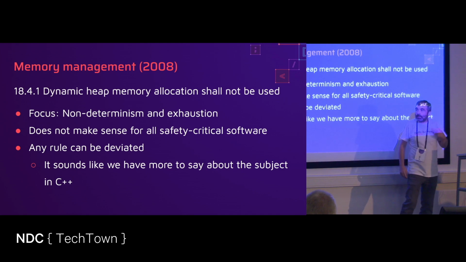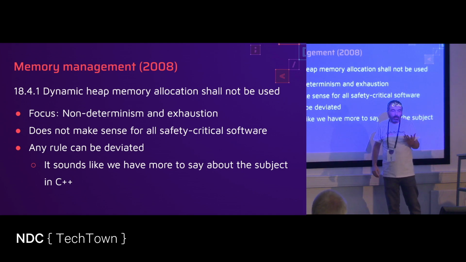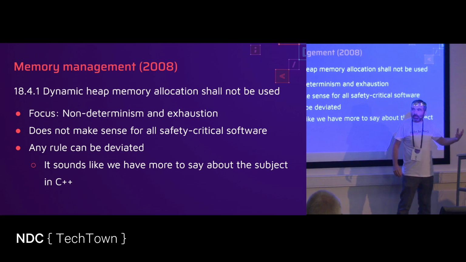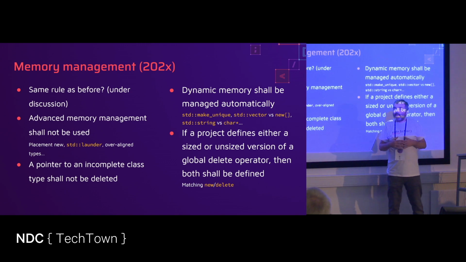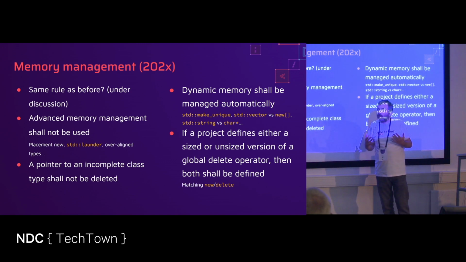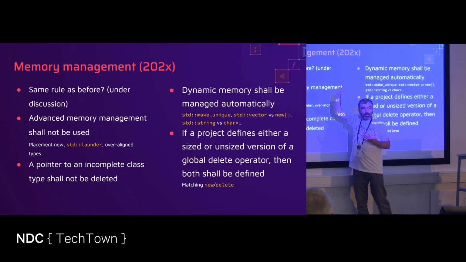And another point is, I said previously that any rule could be deviated. And if it was deviated, this rule, we didn't say anything more in MISRA 2008. But still, even if you do dynamic memory allocation, there are good practices that you should follow. So in 2020X, it was changed to have now not just one rule, but a set of rules. The same rule as before, because for some software it makes sense.